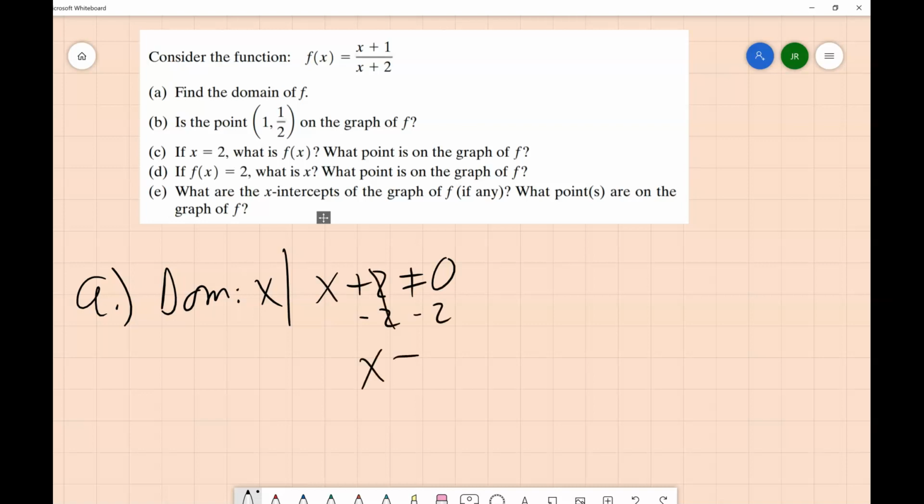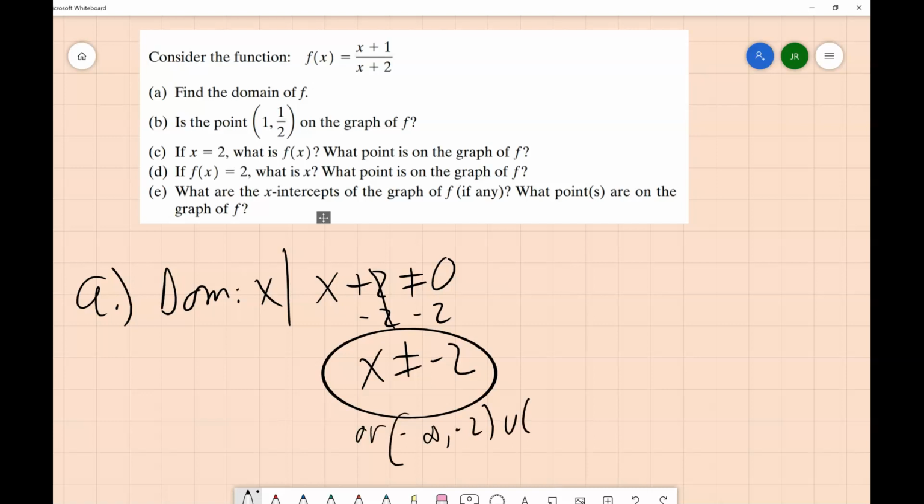Therefore, x cannot equal negative 2. So the domain is x does not equal negative 2, meaning x is anything but negative 2. If we did it as an interval, we'd say negative infinity to negative 2 union negative 2 to infinity. And the parentheses mean that the negative 2 is not included.